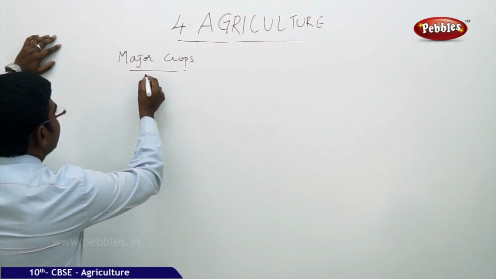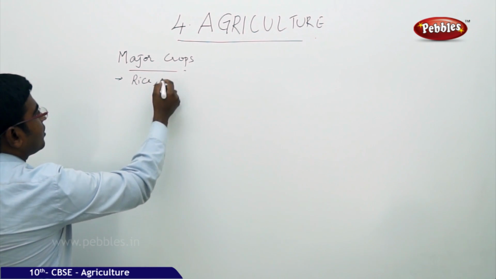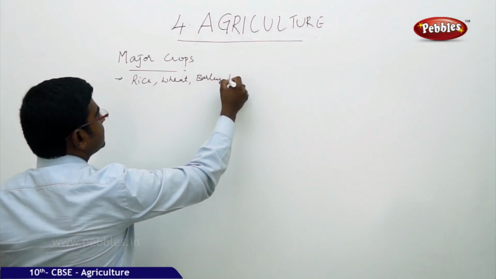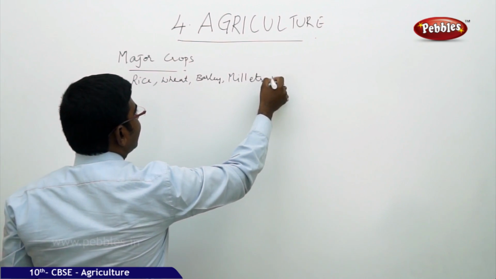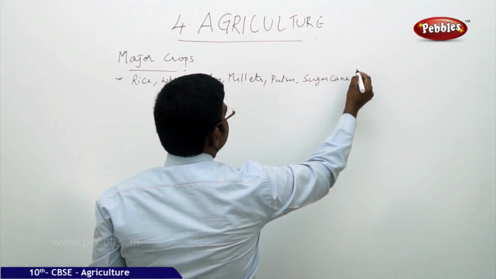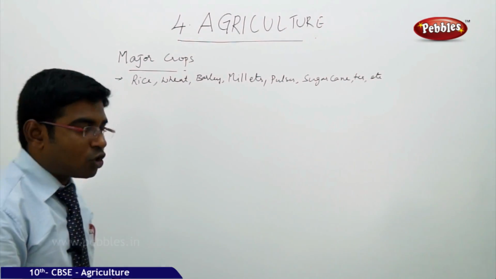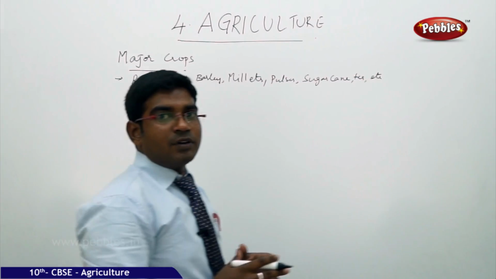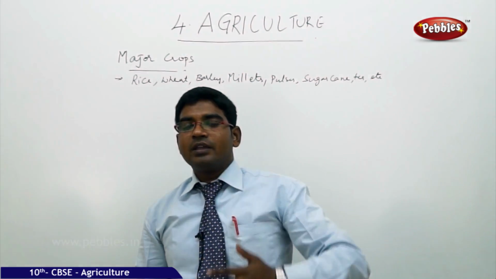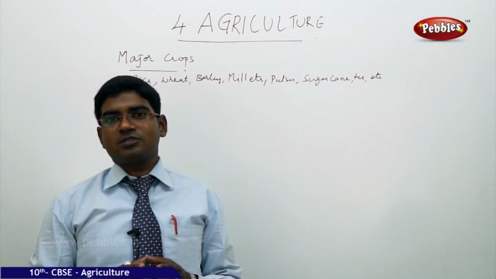We can understand very simply that the crops which come under the major crops in India are rice, wheat, barley, millets, pulses, sugarcane, tea, etc. Like this, we have a variety of crops which are grown in India. Again, further we can classify the crops into food crops, cereal crops, then the other non-food crops, commercial food crops, non-commercial food crops. Like this, we have various bifurcations.